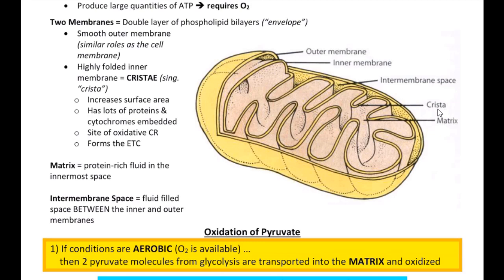But now we're doing the reverse. Instead of trying to pack them in and let them flow out, we're actually packing them out and letting them flow back into the center. That's the only difference between how it's going to work. Other than that, it's an electron transport chain.